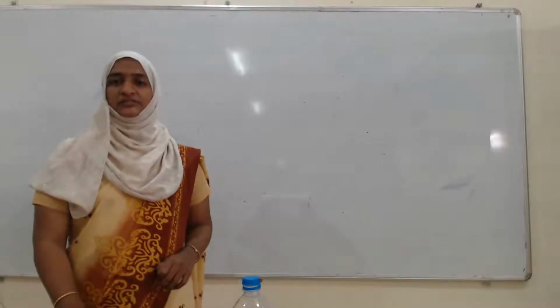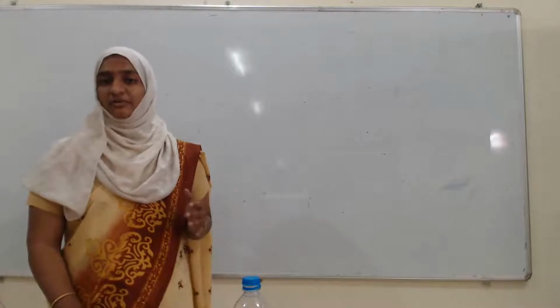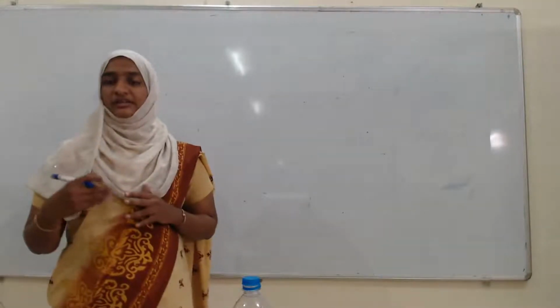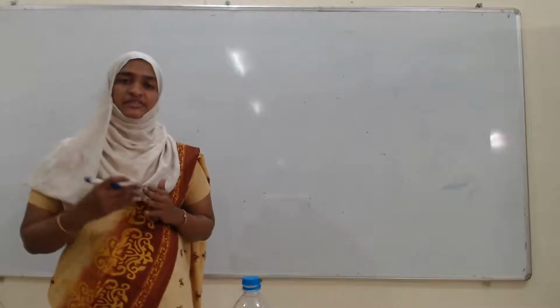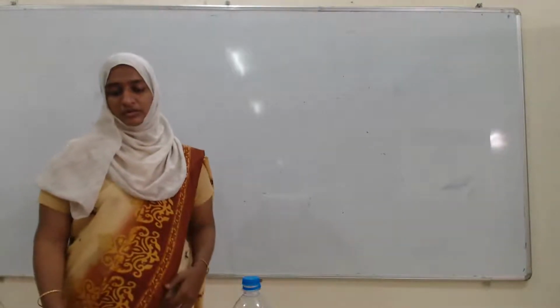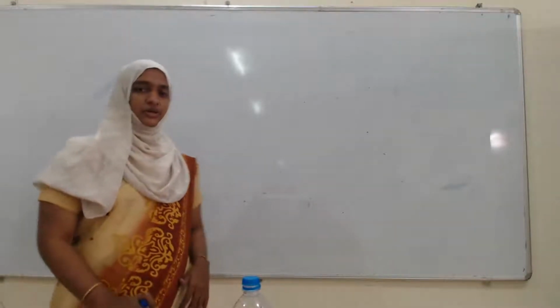Good morning, students. In the last class, we discussed digestion in the stomach. There are three types of glands which secrete different components or substances for the digestion that takes place in the stomach. Next topic: composition of gastric secretion.